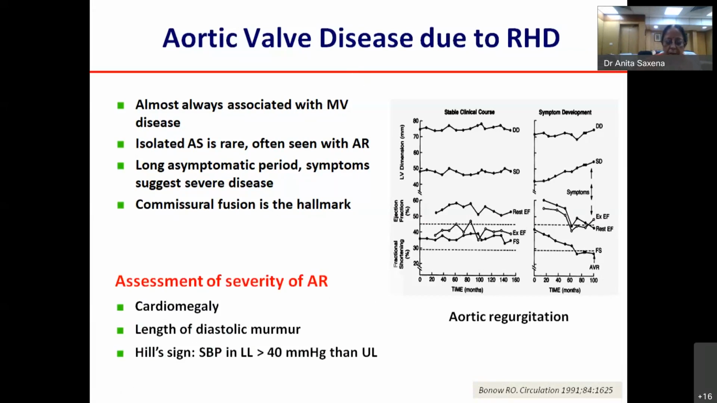Again, the severity is assessed by cardiomegaly, length of the early diastolic murmur, which may become holodiastolic. And of course, classically, we see all the peripheral features of AR. Hill sign is very important because Hill sign can tell you the severity of AR by the difference in systolic pressure between upper limb and lower limb.